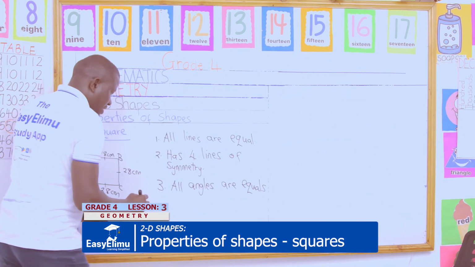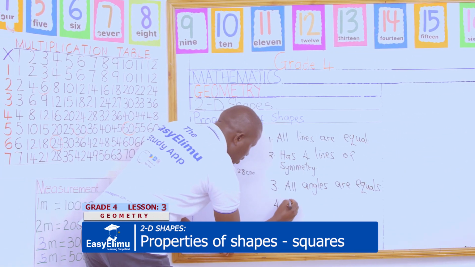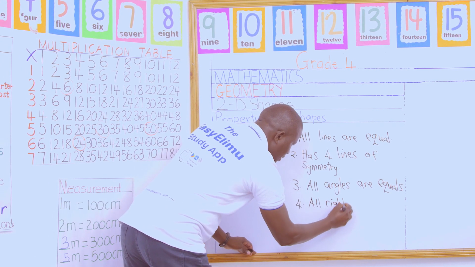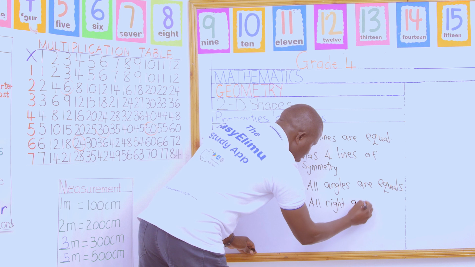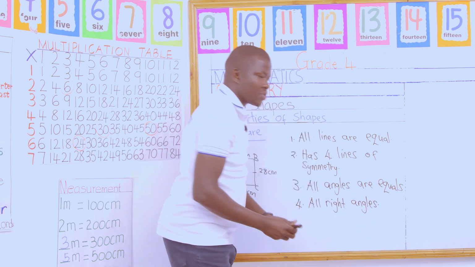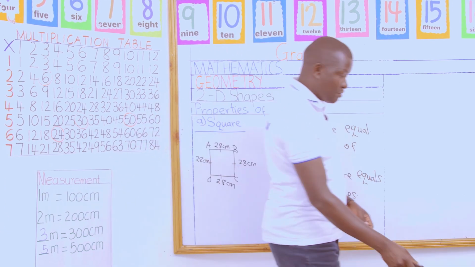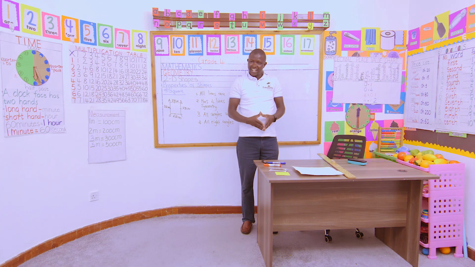Let me add that as number 4. They are all right angles. Not only being equal, but they are right angles. That is our final feature that we have observed from this square.